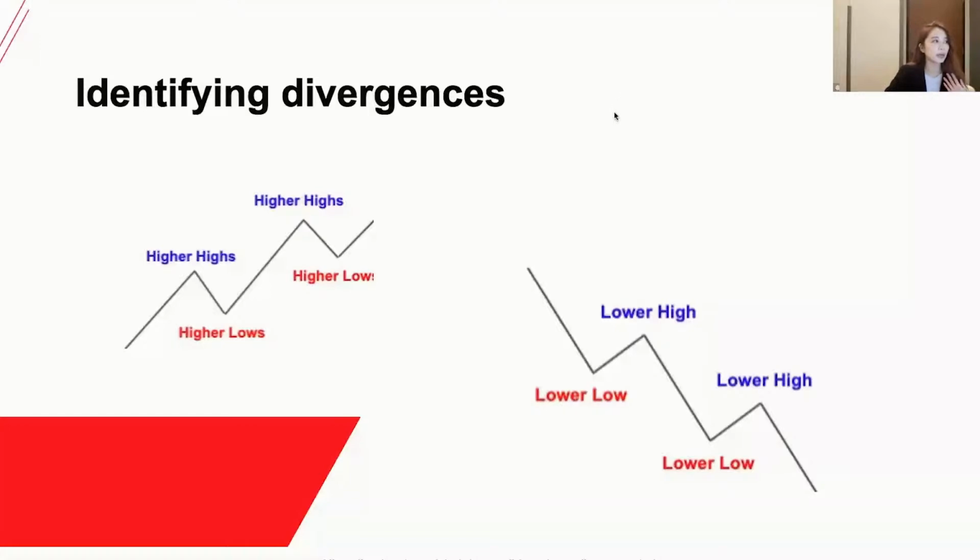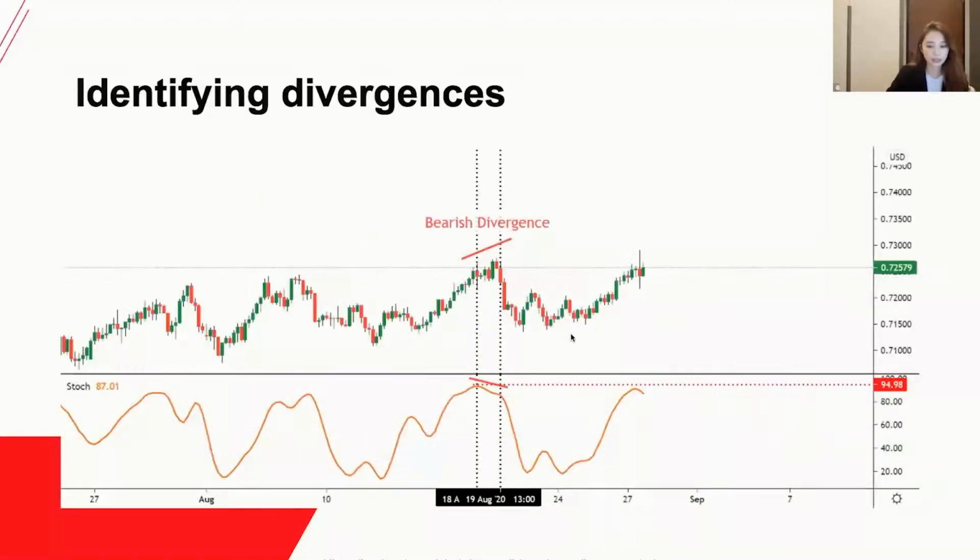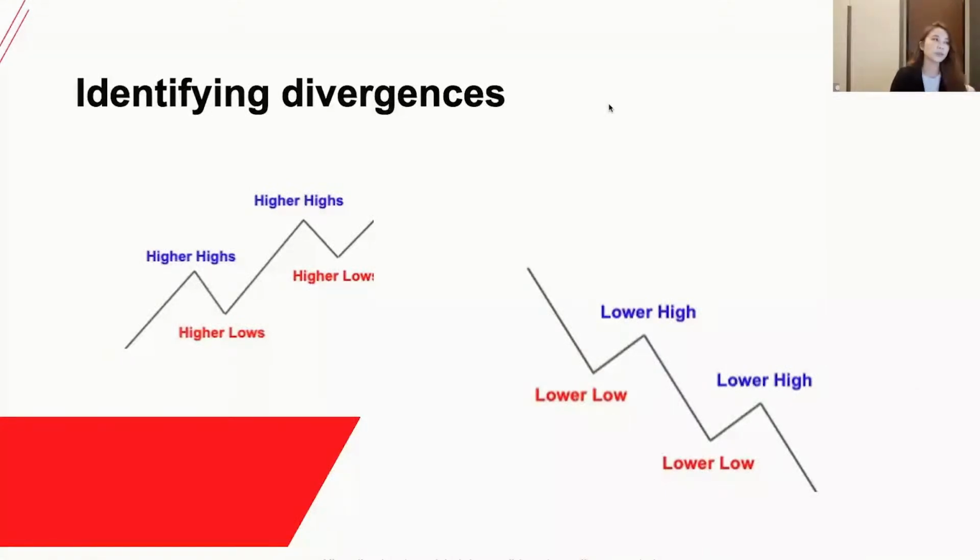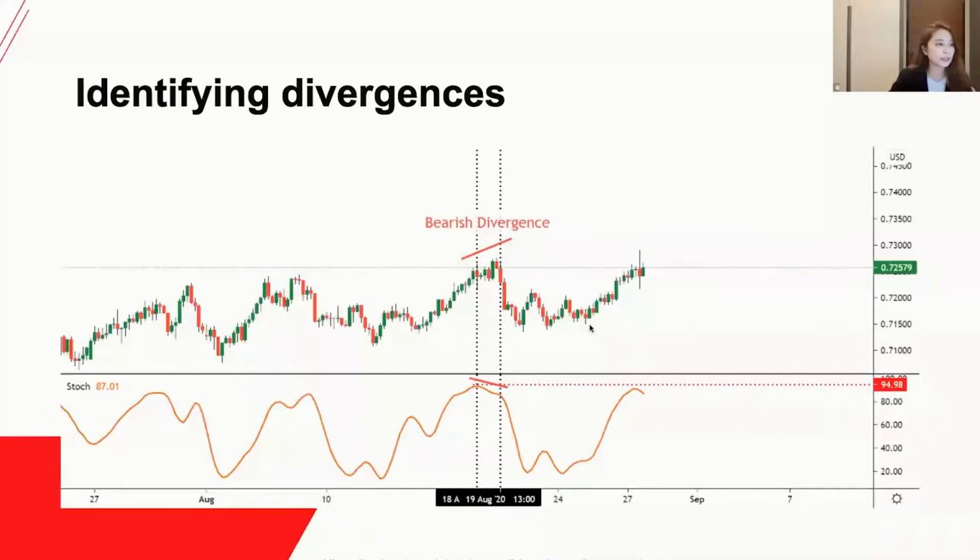Okay, so this is what we are looking at: identifying divergence. For those that are familiar with divergence, I think this slide will be much easier for you guys. However, for those that are not familiar with it, first of all, we have an upward trend with higher highs and higher lows, and a downward moving trend with lower highs and lower lows. So how can stochastics identify divergence, right?